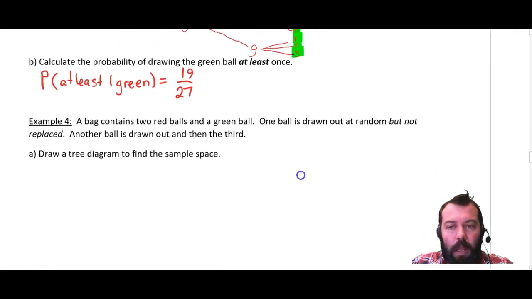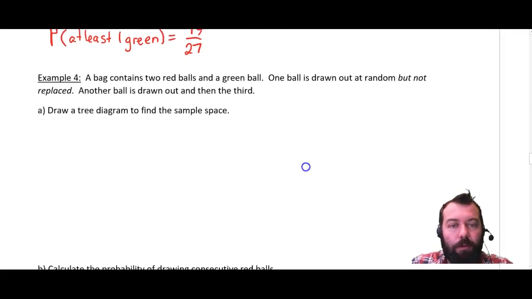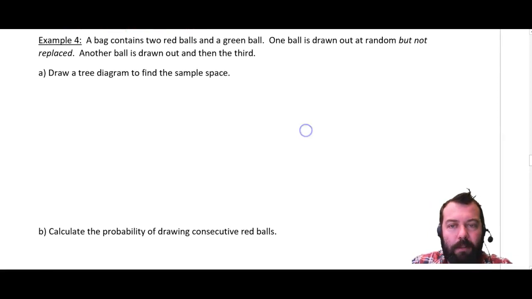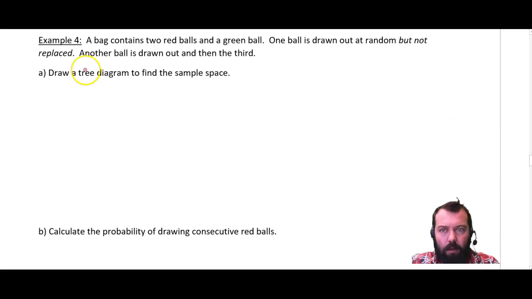Now, example 4 here, I've got 2 red balls and a green ball. One ball is drawn out at random but not replaced. How is this different? Another ball is drawn out and then the third. So, right, let's see how we go here. Have a look again. I'm just going to do this a bit quickly, hopefully.